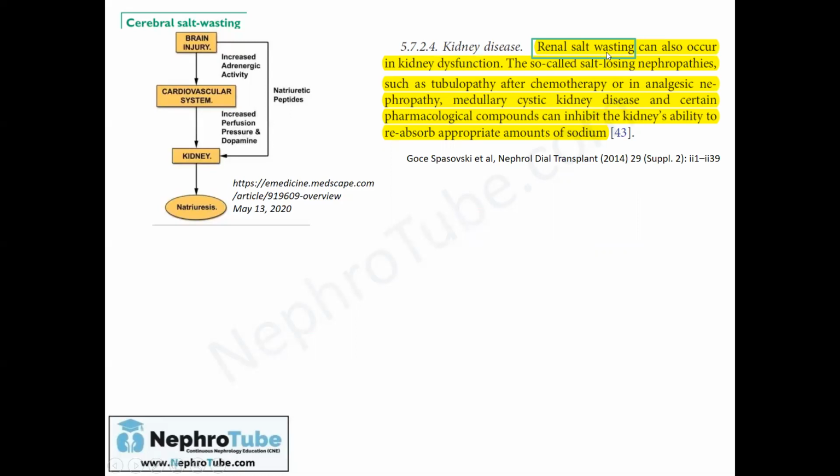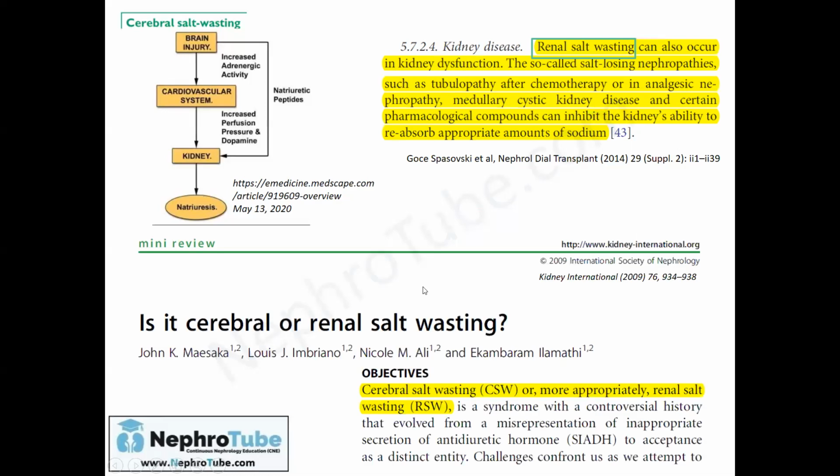Renal salt wasting is salt loss through the kidney, and they also call this disease salt-losing nephropathies. This is due to tubulopathy due to any cause: after chemotherapy, in analgesic nephropathy, medullary cystic disease, or any disease that will affect the tubular handling of sodium. But recently, there is a question about whether there is a difference between these two diseases, cerebral salt wasting and renal salt wasting, or they may be considered as one entity.